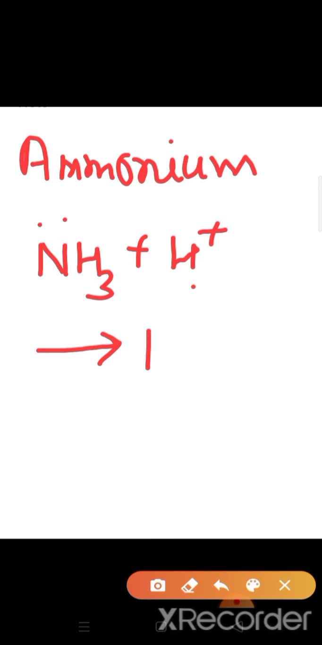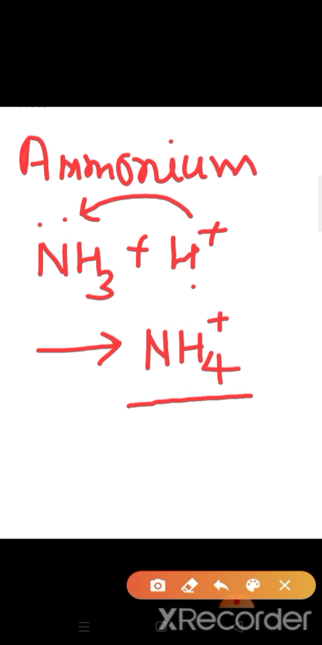The lone pair of electrons on N is attacked by H positive and it creates NH4 positive. It is known as ammonium. So what is an ammonium ion? When ammonia contains an extra H positive ion, it is known as an ammonium ion. Now we are going to discuss the molecular formulas of ammonium.